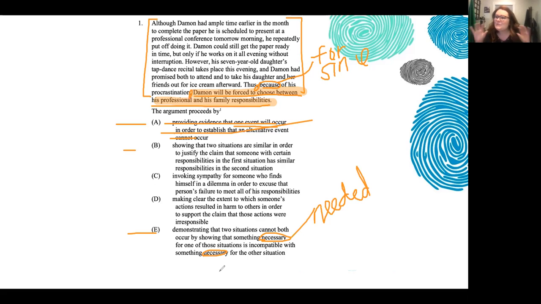So demonstrating that two situations, the professional one, like writing the paper, and going to the tap dance recital, right? We demonstrate that these two things cannot both happen by showing that something needed for one of them... So what is the something needed? What is that referring to? I was thinking his presence, attention. Yeah, time. That's what I said.